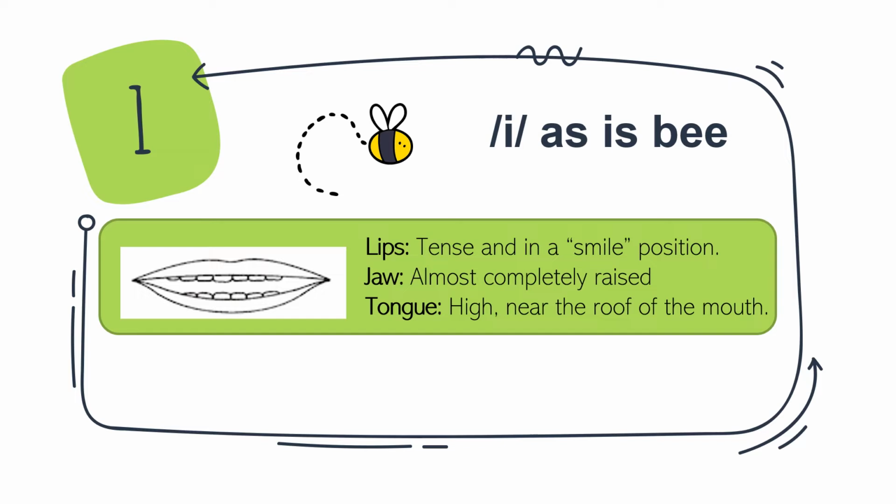And the tongue needs to be high, near the roof of the mouth, okay? Near the roof of the mouth. Keep that in mind. And if it is necessary, you can review the previous chart to have an idea about where this vowel sound is placed.